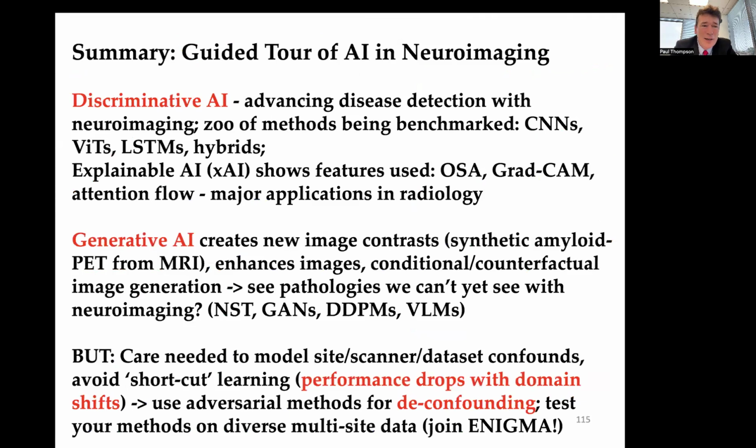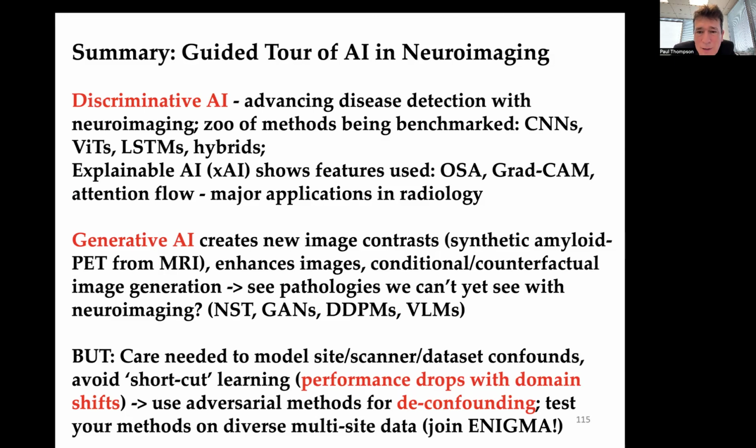So just as a summary, there are two types of AI that we've given a guided tour of today. Discriminative AI is used for advancing disease detection, in our case with neuroimaging, but it could be other input data, maybe genomic or blood test data. And there is a zoo of methods being benchmarked. We talked about convolutional neural networks or CNNs. There's also vision transformers, recurrent neural networks called LSTMs, long short-term memory networks, and many hybrids of these. So you'll see a vast landscape of scientific work that is hybridizing and combining all of the best methods into new and interesting architectures. Just before we get carried away, explainable AI can show the features that are being used.